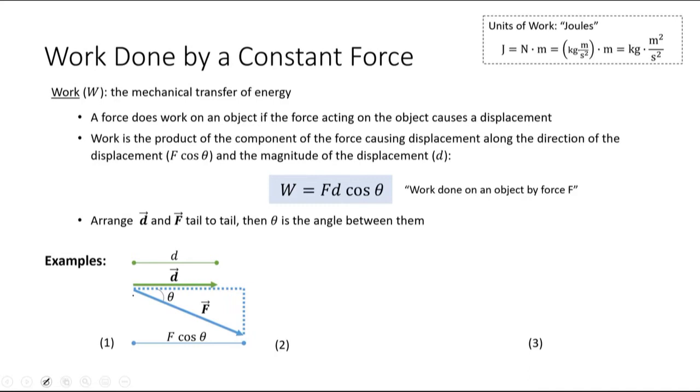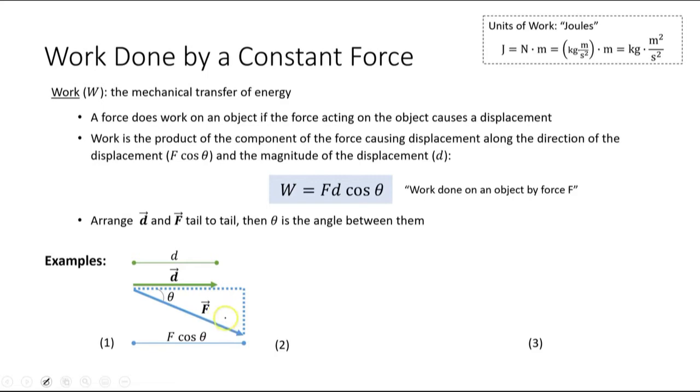In other words, they're tail to tail. And so then the angle theta is going to be the angle between F and D. Okay, and so another way to think about F d cosine theta is to consider F cosine theta to be the component of F that's in the direction of the displacement D.